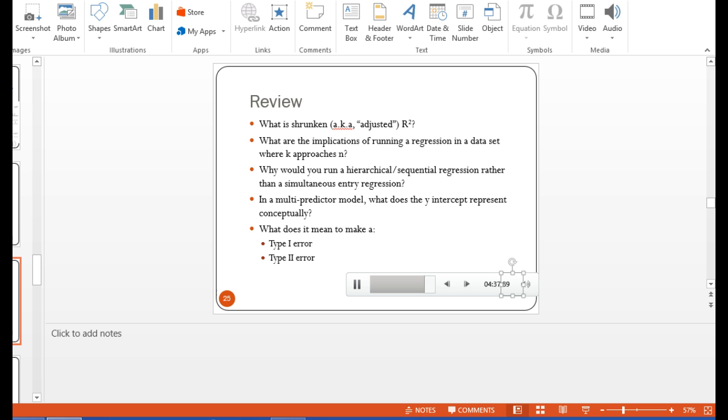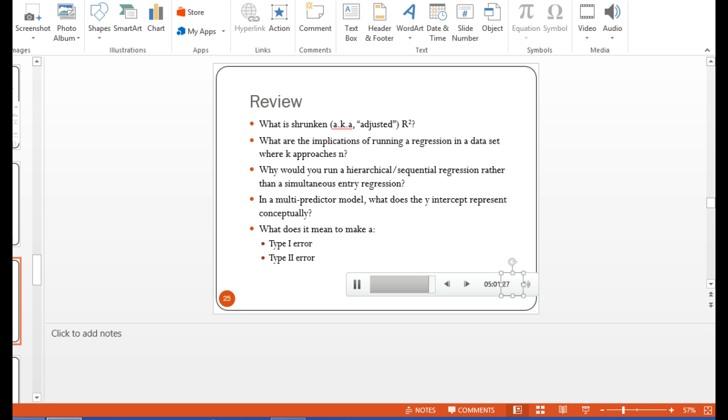For the y-intercept in a multi-predictor model, that simply denotes the expected value of the DV when all predictors are set to 0. And if those have been centered, it is the expected value of the DV when all the predictors are set to their means, and that will equal the mean of the DV in that case.